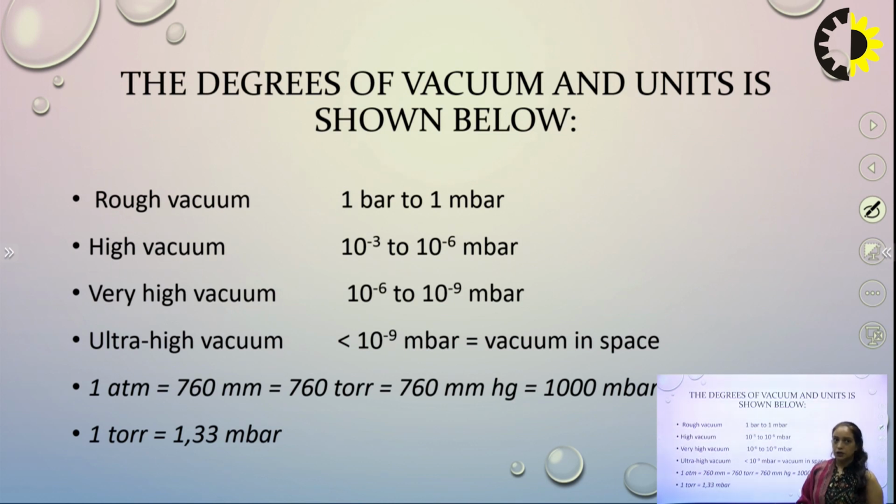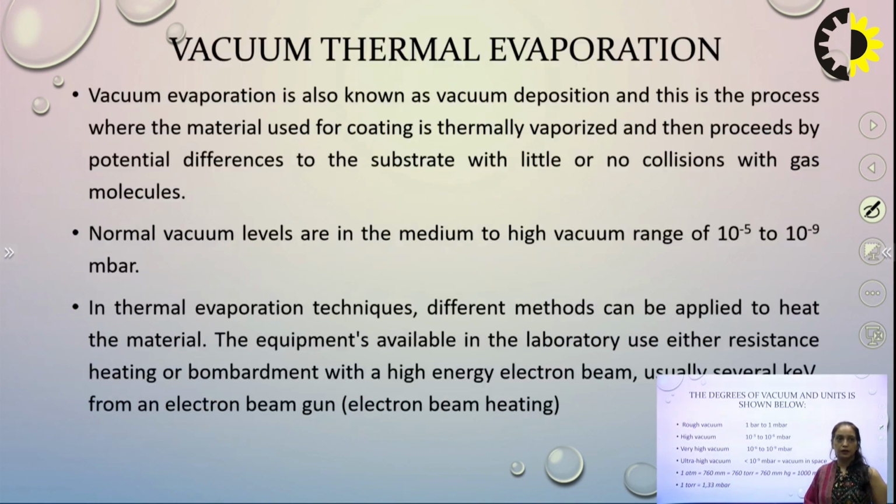Next is the vacuum, which is used inside the chambers. For the rough vacuum, we can have 1 bar to 1 mbar. For the high vacuum, we can have 10 raised to the power minus 3 to 10 raised to the power minus 6 mbar. For very high vacuum, it may vary up to 10 raised to the power minus 9 mbar. For ultra high vacuum, it should be less than 10 raised to the power minus 9 mbar. So these are the vacuum levels which we are going to use in the furnace.